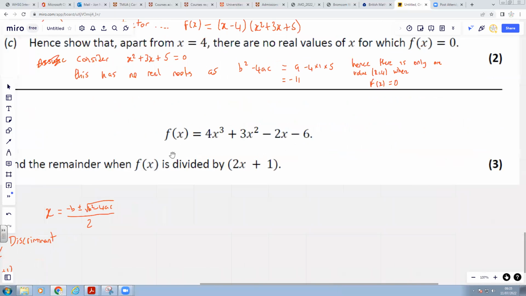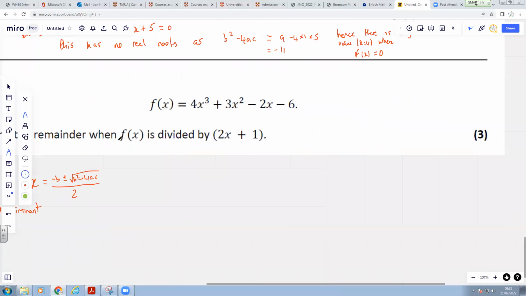Okay, last one, last little cute one. Find the remainder when f of x is divided by 2x plus 1. Well, we're just going to plug in minus a half here, finishing on a nice easy one. 4 times minus a half cubed plus 3 times minus a half squared minus 2 times minus a half minus 6. That's a case of just working this out. That's going to be minus a half because you're going to have minus an eighth times by 4, which is minus a half. This is going to be a quarter times 3, so plus 3/4. That's going to become plus 1 and then minus 6.